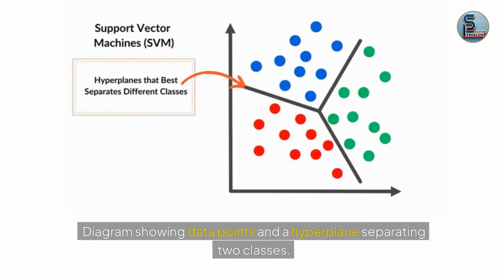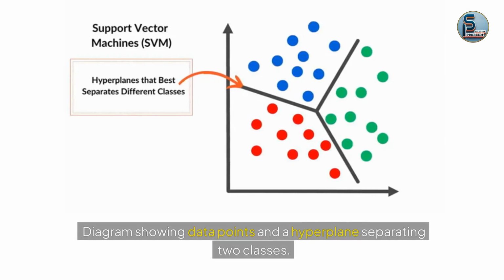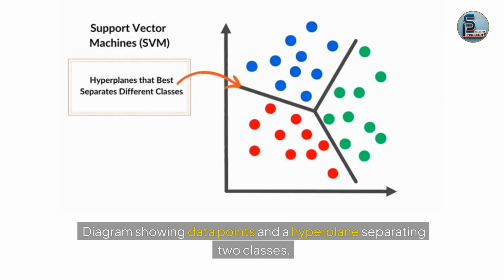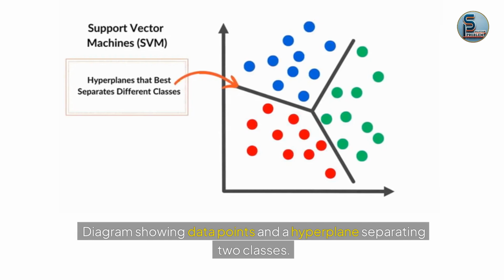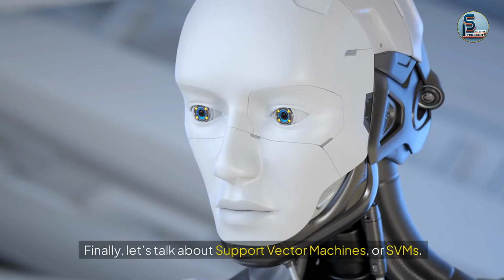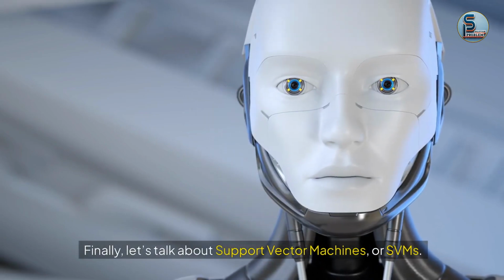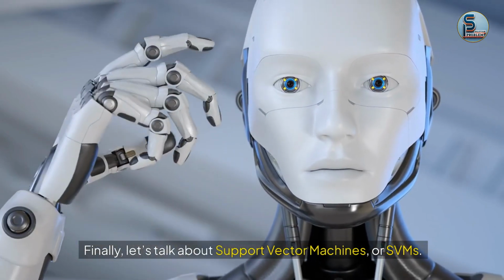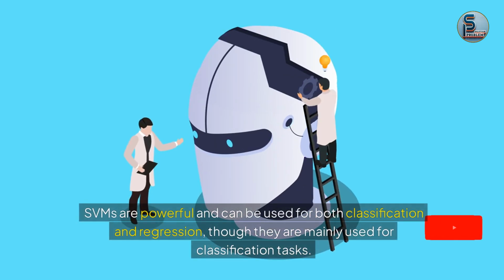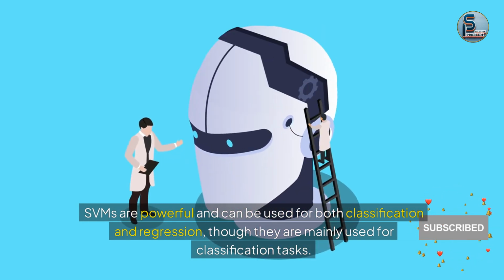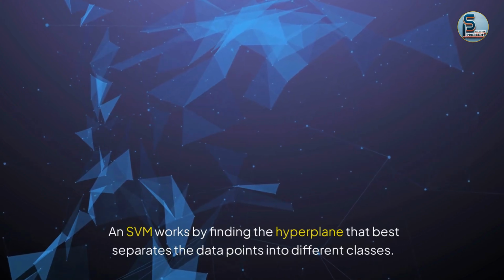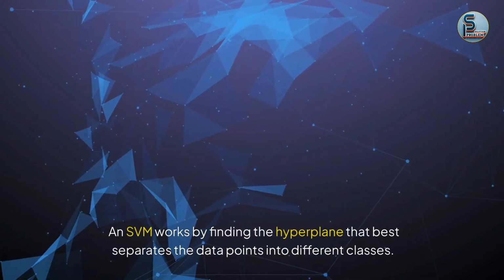Diagram showing data points and a hyperplane separating two classes. Finally, let's talk about support vector machines, or SVMs. SVMs are powerful and can be used for both classification and regression, though they are mainly used for classification tasks. An SVM works by finding the hyperplane that best separates the data points into different classes.